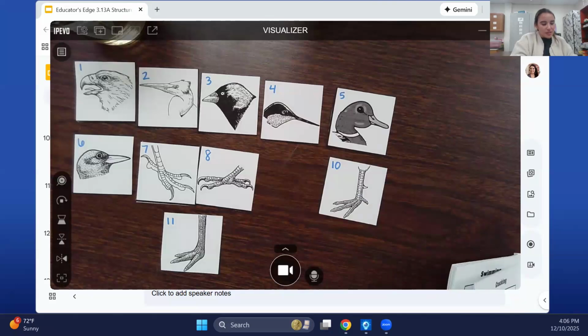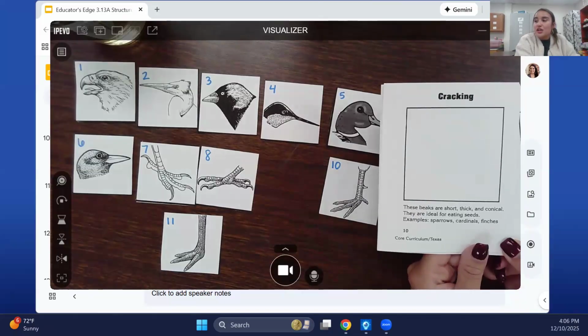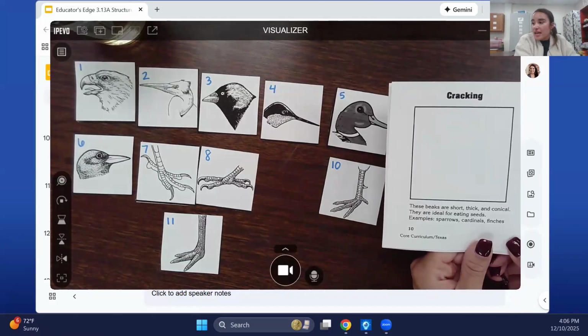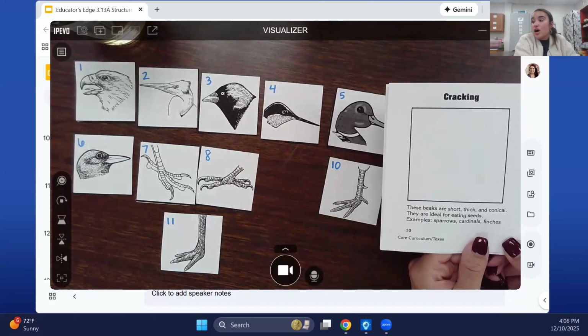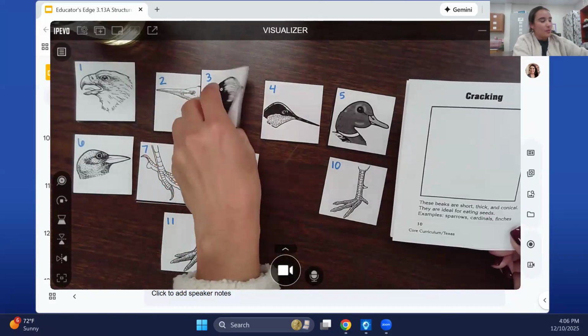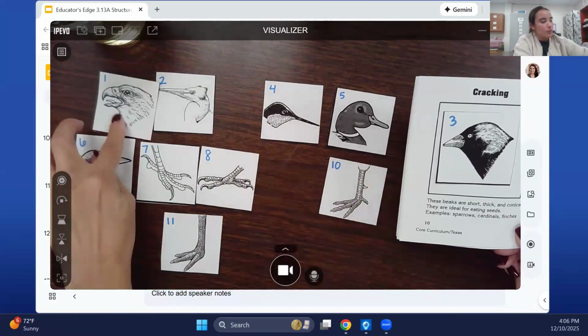Let's do one more. I'm going to do one with a beak. Okay. This description is cracking. These beaks are short, thick, and conical. They are ideal for eating seeds. Sparrows, cardinals, and finches. Very good. So I see 3, 1. Some people, there we go, 3. And then some put 1.